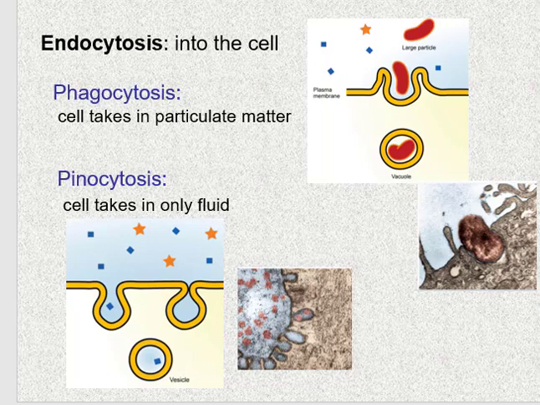Pinocytosis is the movement of fluid into a cell. So it's the same process, but it's only moving fluid in this case. These types of vesicles will be much smaller than those involved with phagocytosis.